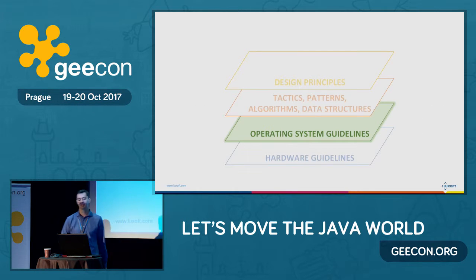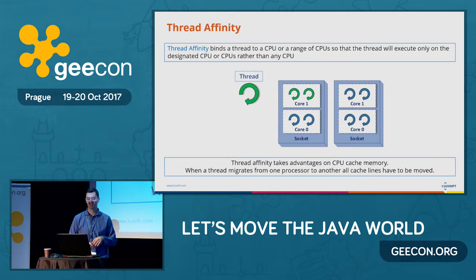The next pattern, the next layer, is about operating system guidelines. The first guideline is about thread affinity. What does thread affinity say? Basically, in our modern architecture, there are many sockets. Inside one socket, there might be multiple cores. Each core might have two physical threads because of hyper-threading.